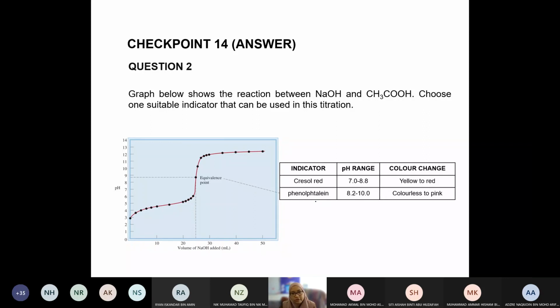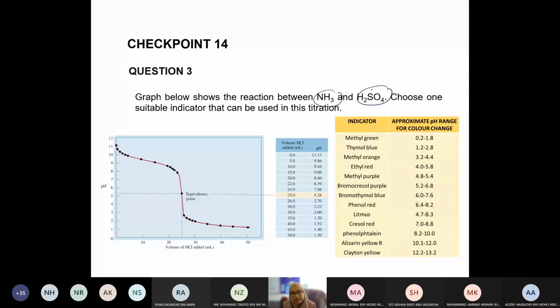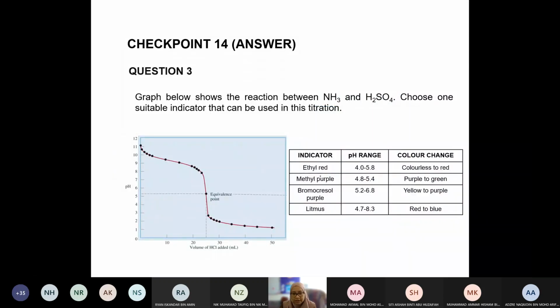Okay, question 2. This is question 3. NH3 dengan H2SO4. So strong acid versus NH3 weak base. So it will be slightly acidic. Nampak tak data dia? 5.28. Okay, so make sure it's in the range of the indicators. So what are the possible indicators? So these are all the possible indicators that can be used.